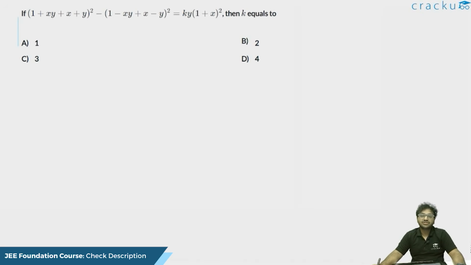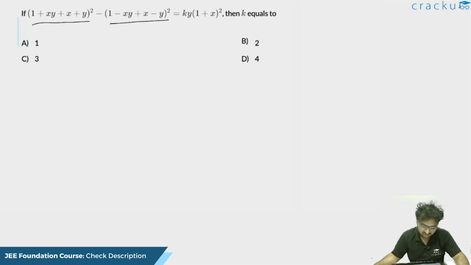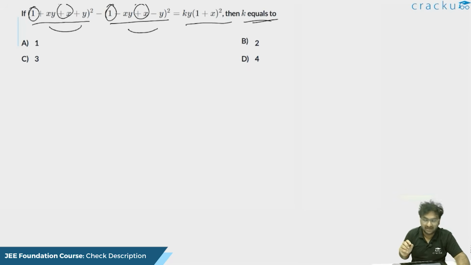Hi everyone. So let us look at this question. So the question says that if 1 plus xy plus x plus y whole square minus 1 minus xy plus x minus y whole square is equal to ky into 1 plus x whole square, then k is equal to. So basically what we can figure out here. See, here also 1 plus x is given. Here also 1 plus x is given. Here xy plus y is given. And here minus xy minus y is given.